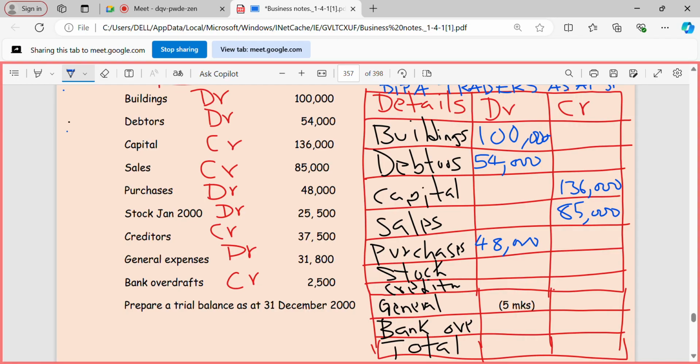Then now you write the corresponding values. So the building, you need to debit it. It is 100K. Debtors, you debit it. It is 54K. Capital, credit, 136K. Sales, what do you do to sales? You credit, that is 85.